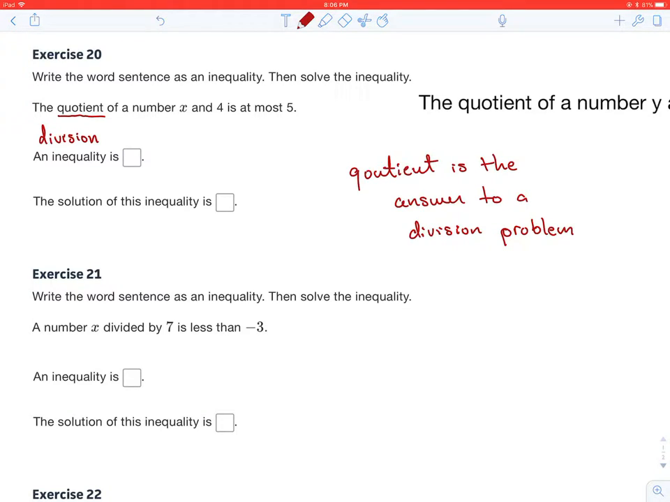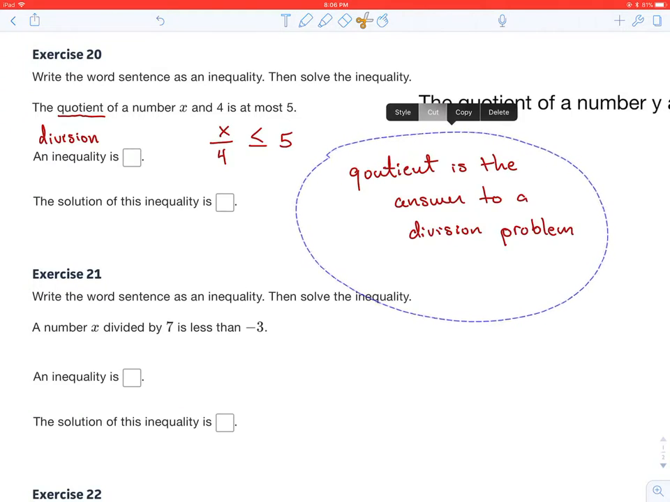What it's telling you here is that the quotient of a number x and 4, so when we divide x by 4, our quotient, our answer, is at most 5. And so if x divided by 4 is at most 5, that means it can equal 5, and the most it can be is 5. So it can't be greater than 5. It would need to be less than 5.